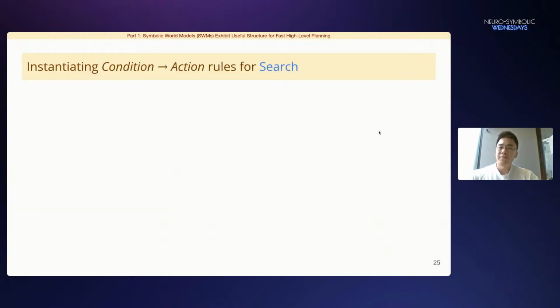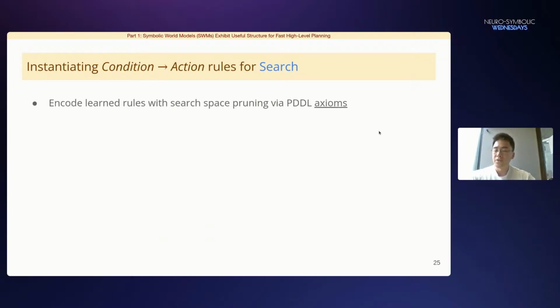So we're actually not done with this first part of the talk. We can have another contribution, which is that we can use these condition action rules to guide search. And we're going to use these rules by guiding search in terms of pruning the search space, so we can search fewer places. And we're going to use this key idea of PDDL axioms.